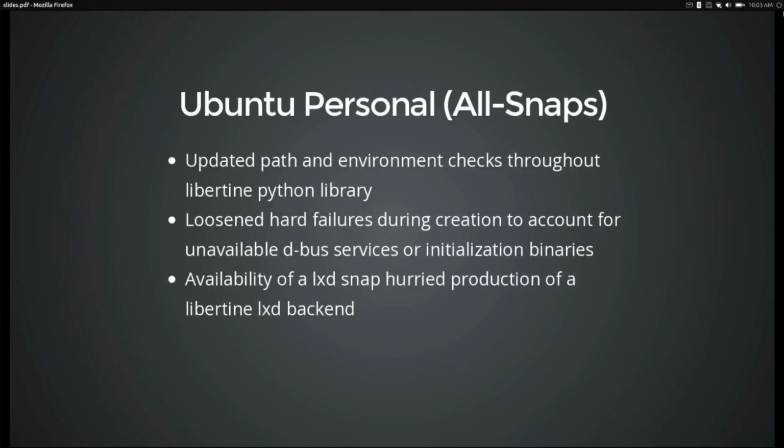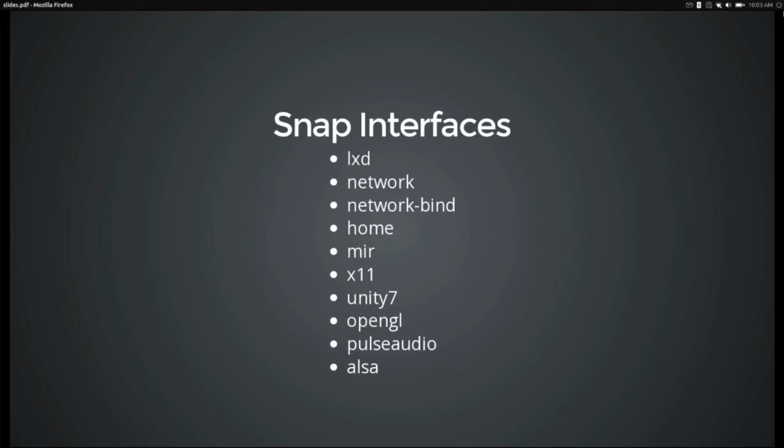Snaps also encouraged us to focus on getting Libertine LXD back up and running, as there's an LXD snap available which we're able to use with Libertine. In order to get Libertine working in a fully confined environment, we need to specify some interfaces. Listed here are things like LXD, which allows us to talk to LXD, the network and network-bind interfaces, which allow us to talk to sockets and communicate with the network, the home interface, which allows us to gain access to some directories like downloads, music, videos, and then all the rest of these are used for graphics and sound.